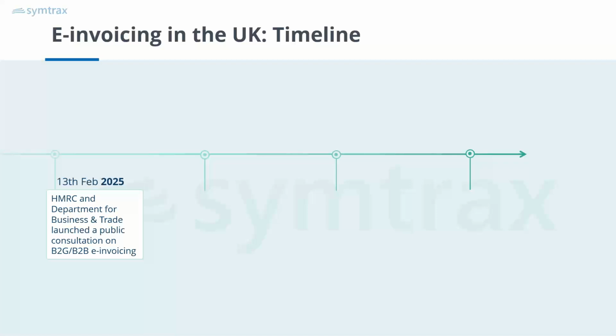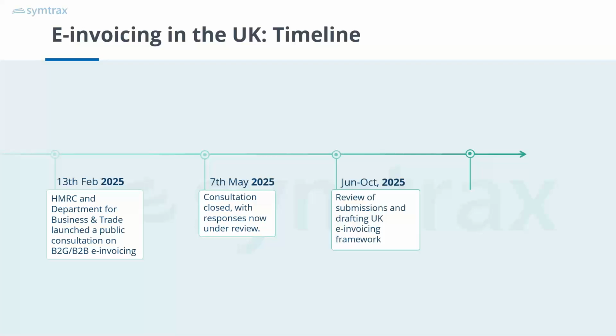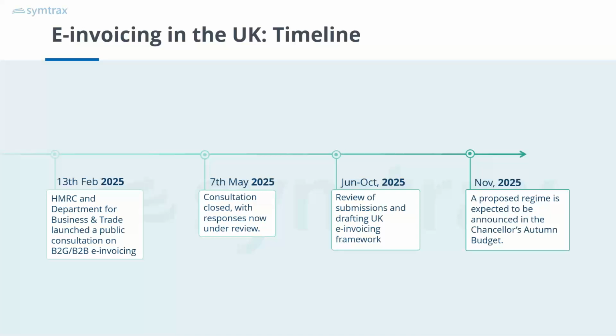The consultation closed on the 7th of May, and at the moment the government is reviewing and clarifying submissions, which will shape an e-invoicing framework that would best suit the UK. This review is expected to run until October this year. Then in November 2025, we anticipate that the Chancellor's autumn budget will include an announcement of the proposed regime, with details of how and when a full mandate could eventually be introduced. So at the moment, we have to wait for the outcome and see if there are any definites of voluntary or mandated e-invoicing in the UK.